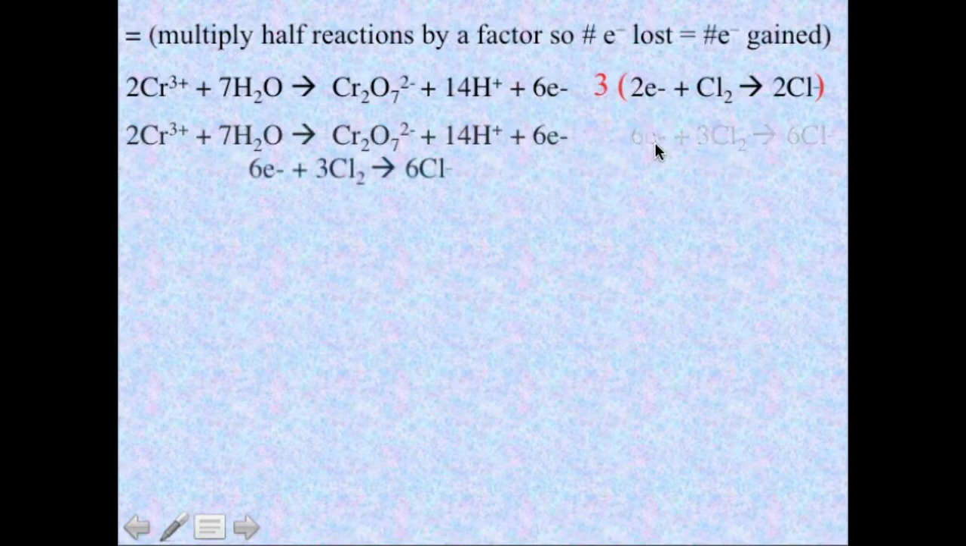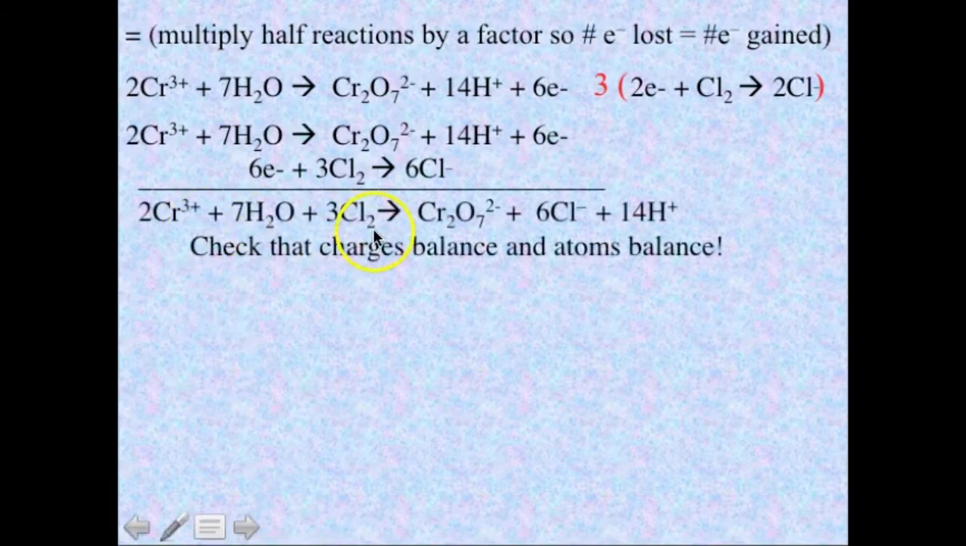Now it's pretty simple. We just add the 2 half reactions. The electrons are going to cancel out because we'll have the same number of electrons being lost as being gained, and we just add them up to get our full balanced equation. Now we have to check that the charges balance and the atoms balance.